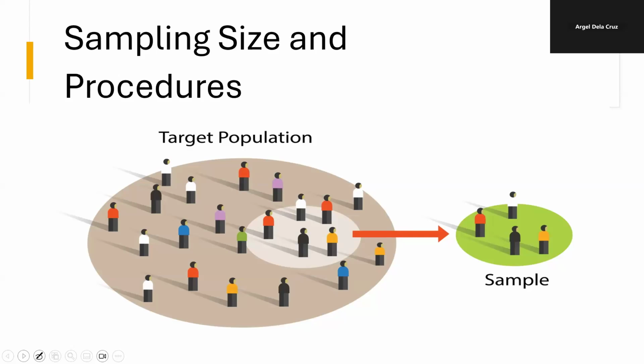Sa democracy, sino ba yung mga dapat bumoto? So these are people who have legal age, not deprived of liberty, or they don't have cases, and they are Filipino citizens. So yung target population mo, lahat dapat bumoto.